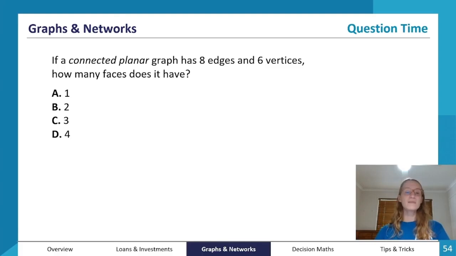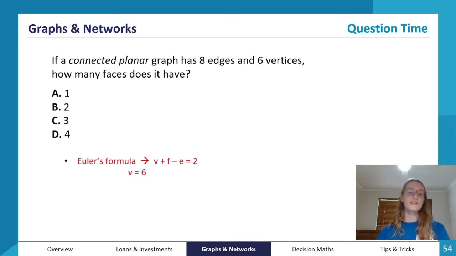So if a connected planar graph has 8 edges and 6 vertices, how many faces does it have? We actually don't even need to draw this to work this out. And that's because of, I hope you remember, Euler's formula, which states that the number of vertices plus the number of faces minus the number of edges will always equal 2 in a connected planar graph.